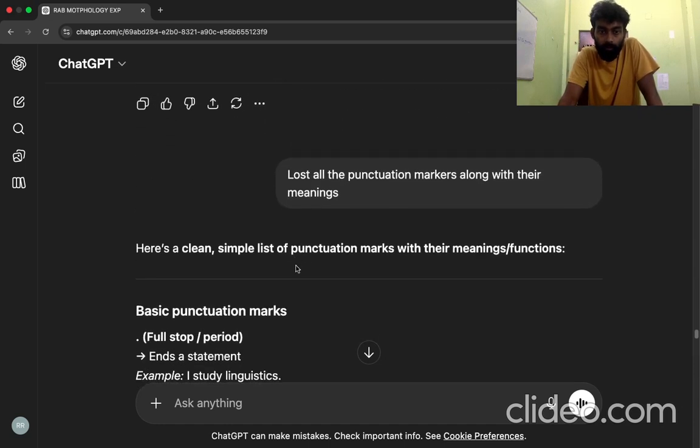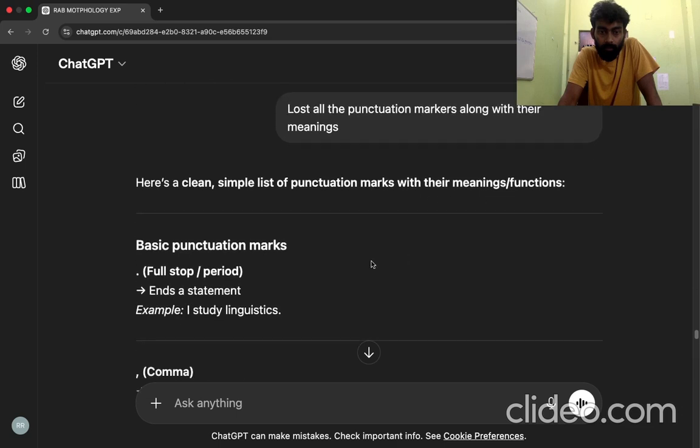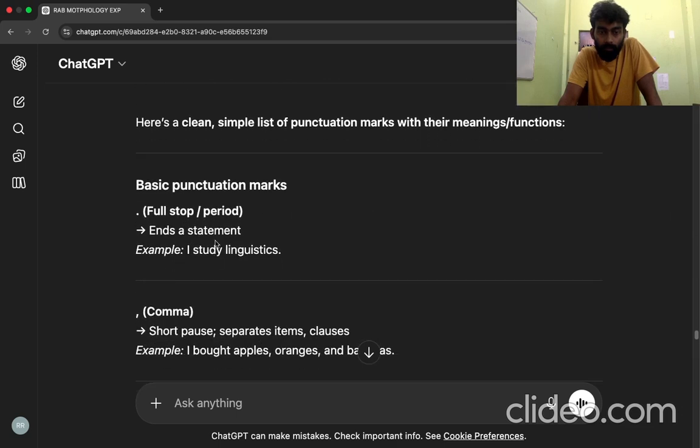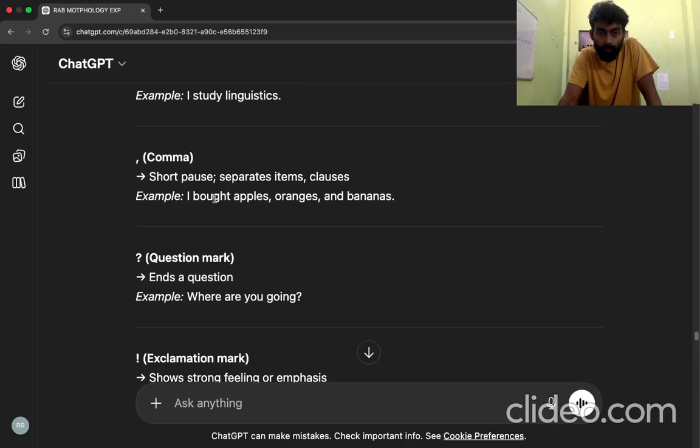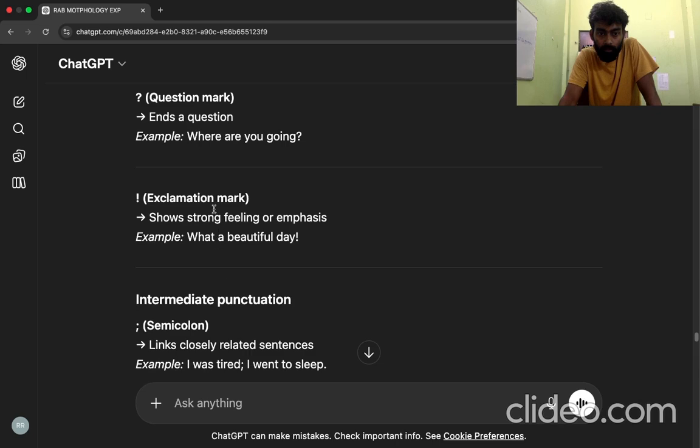Here's a clean, simple list of punctuation marks with their meanings and functions. Basic punctuation marks. Full stop or period: ends a statement. Example: I study linguistics. Comma: short pause, separates items and clauses. Example: I bought apples, oranges, and bananas. Question mark: ends a question. Example: Where are you going? Exclamation mark: shows strong feeling or emphasis. Example: What a beautiful day!